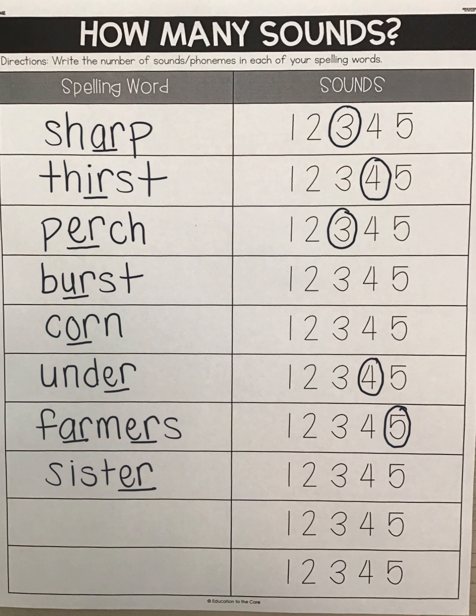Next, we have the word cord. K, or, D. Cord. K, or, D. Cord. Underline the R-controlled vowel. And please circle how many sounds you hear in cord.